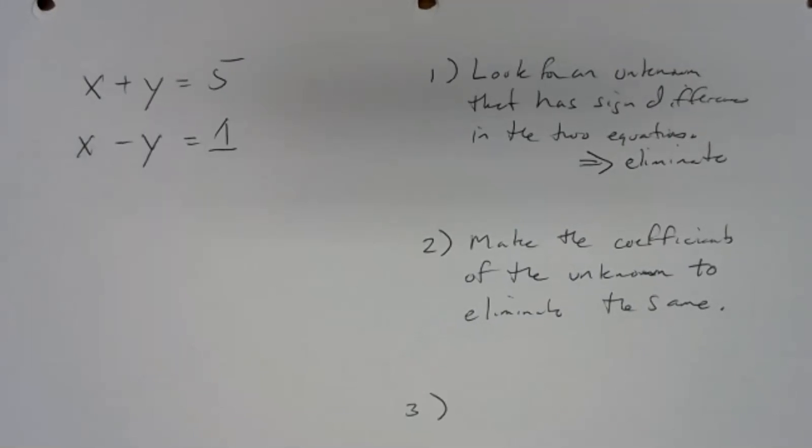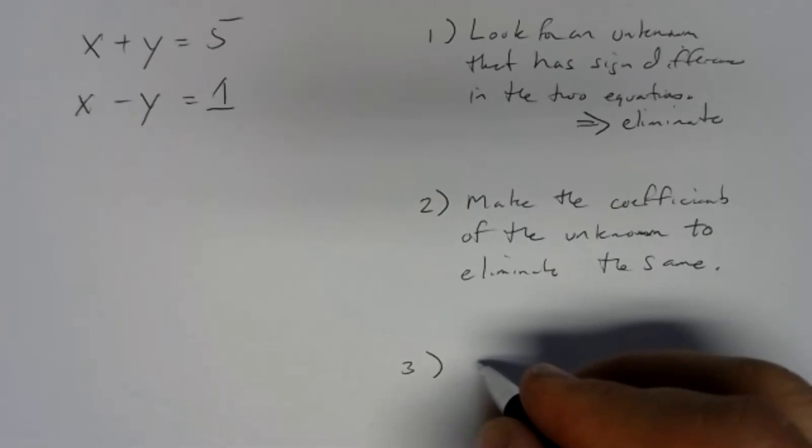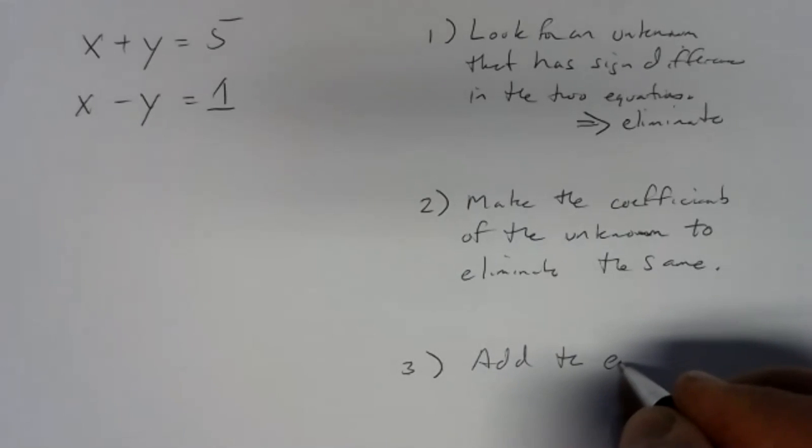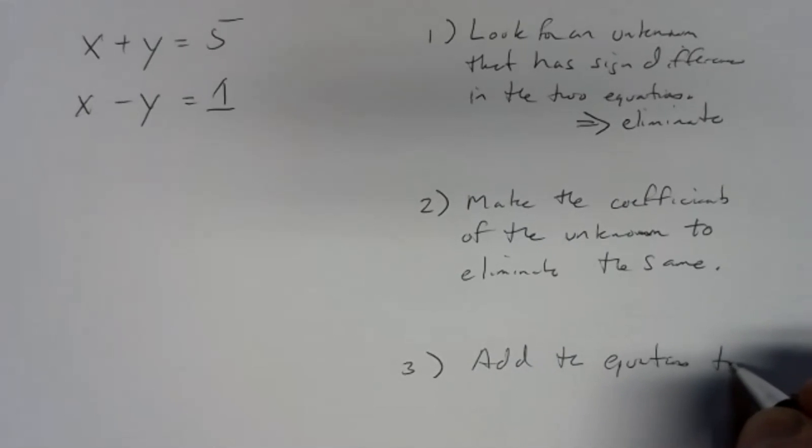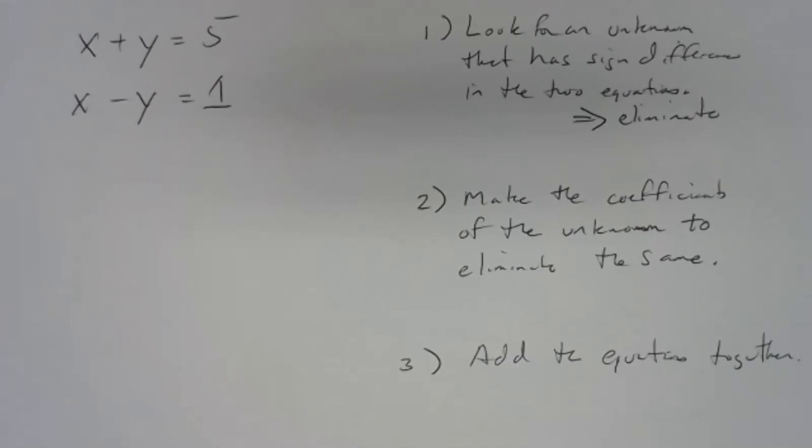Step 3, this is one that might be a little bit strange if you've never seen this before. We add the equations together. Remember that when we solve an equation, we can do anything we want to the equation as long as we do the same thing to both sides. On Monday night, we saw that we could solve an equation, for example, by adding 3x to both sides or subtracting 2 from both sides. As long as we did the same thing to both sides, the equation didn't change.